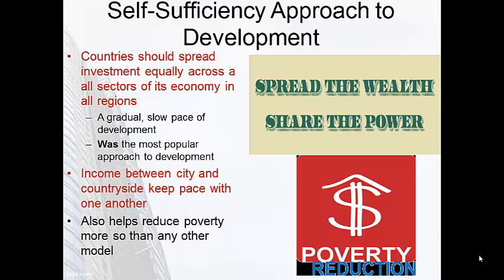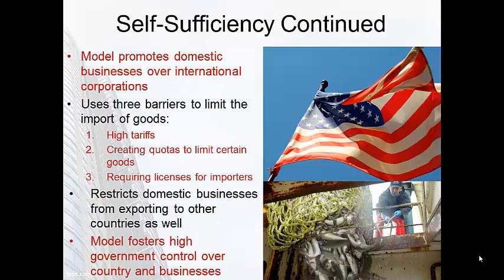And what's great also about this model, it helps reduce poverty more so than any other development model, which we're going to talk about in a second. This model promotes domestic businesses over international corporations, right? So for example, if the United States were to use this model, which we don't, it would basically say that all American products, promoting domestic products versus, let's say, something coming in from, oh, I don't know, France.